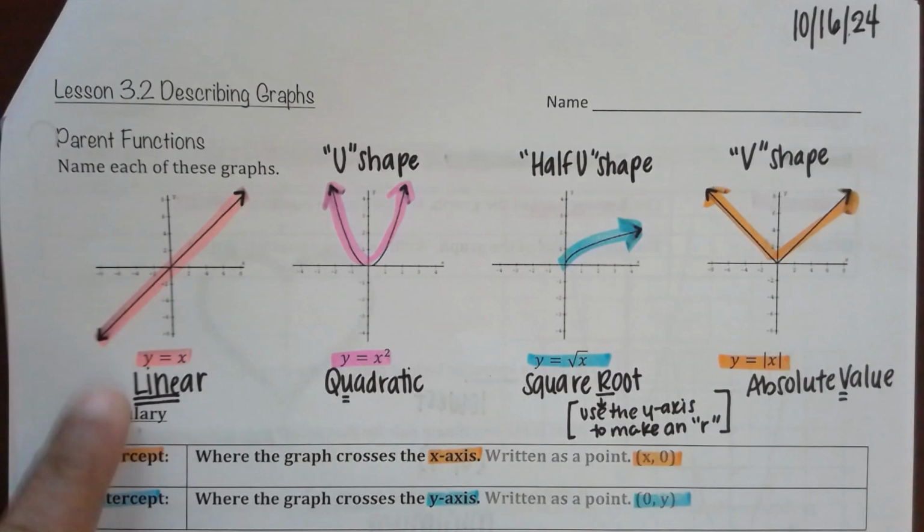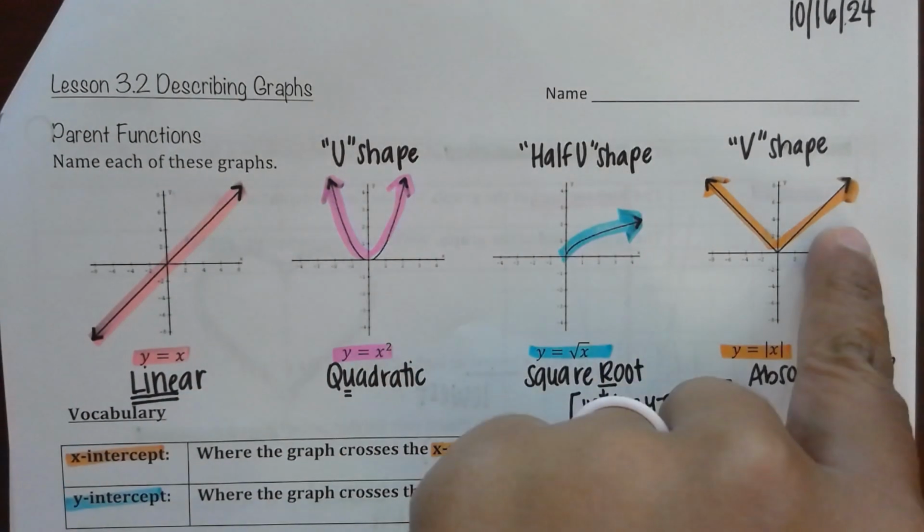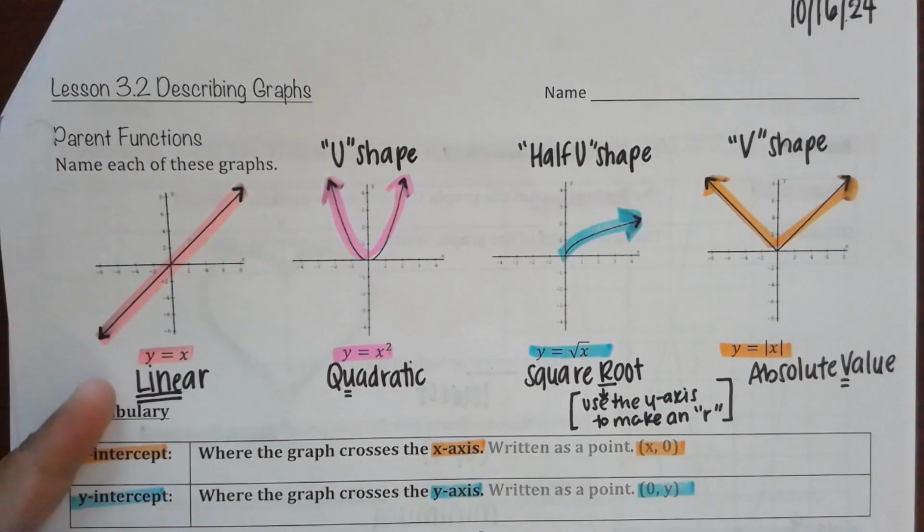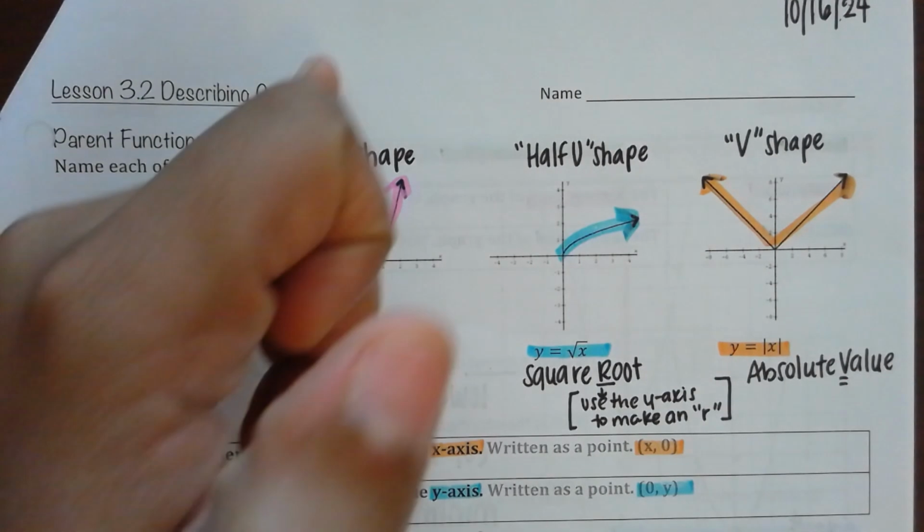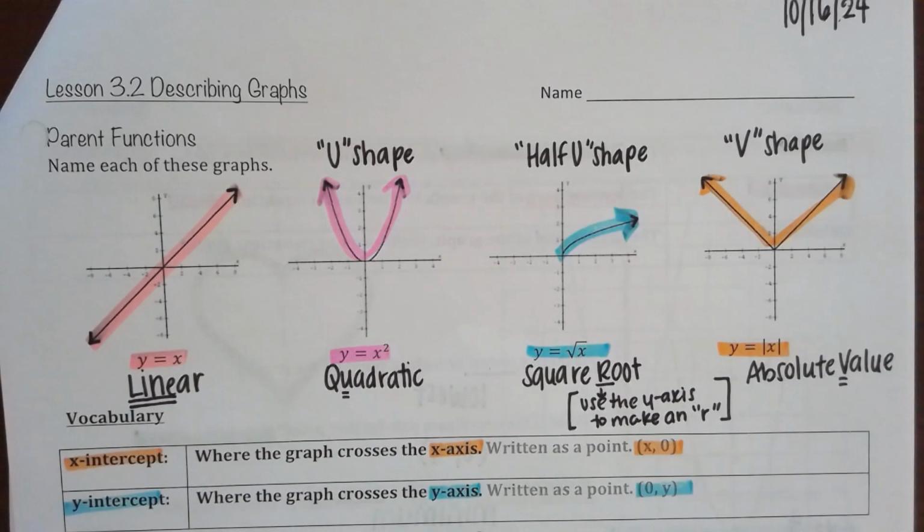Along with that, parent functions all have unique names and shapes that go with them. If I'm looking at y equals x, that is a linear function. It creates a line. You don't have to put the word straight in front of it. That's redundant because every line is straight. If it wasn't straight, it'd be a curve.